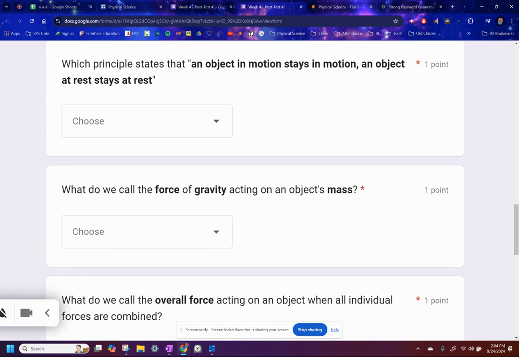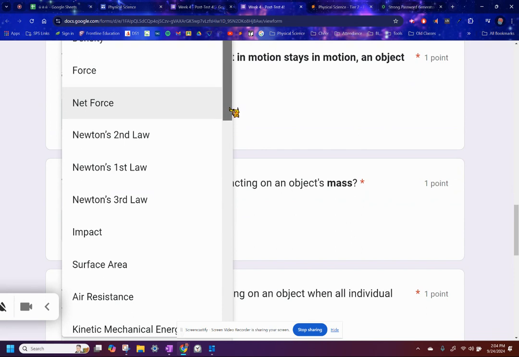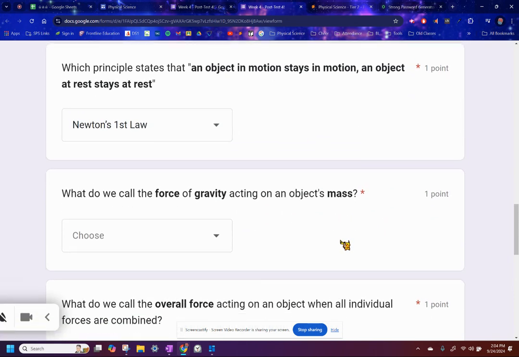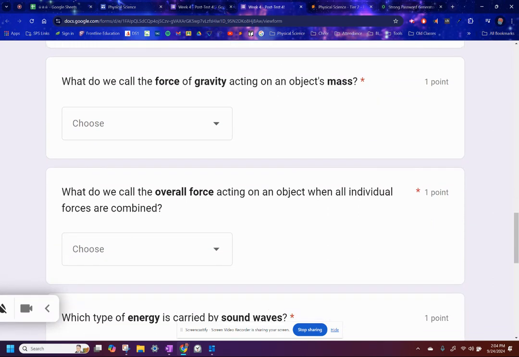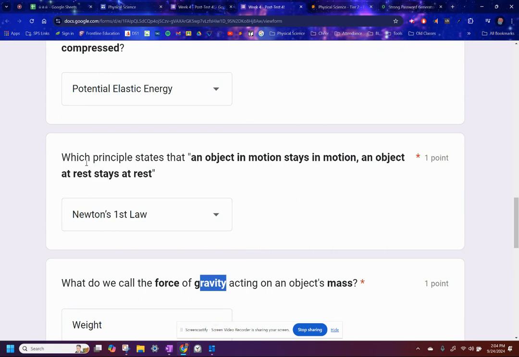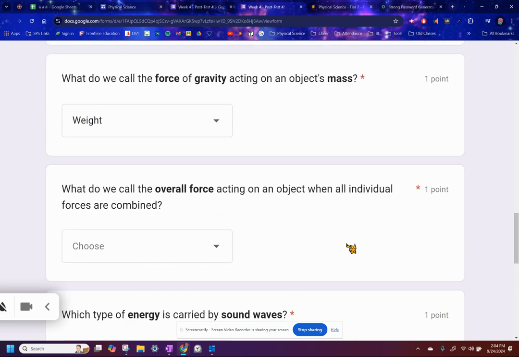Which principle states an object in motion stays in motion, an object at rest stays at rest? That is Newton's first law. What do we call a force of gravity acting on an object's mass? So mass and gravity, that's going to be weight. Which principle states an object in motion stays in motion? Oh, just did that one.